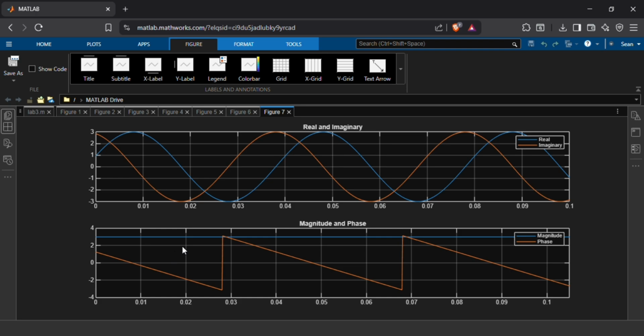In Figure 7, it's a complex exponential. The top one is the real and imaginary part of the rotating signal, like two sine waves shifted. The bottom is the magnitude, constant strength and pace, with a steady downward slope.